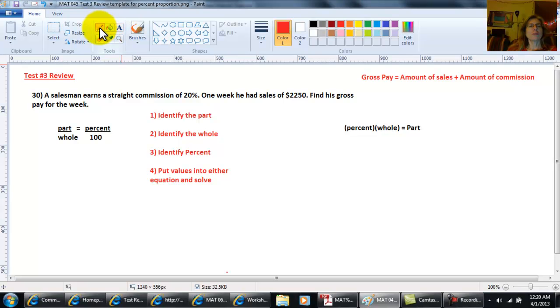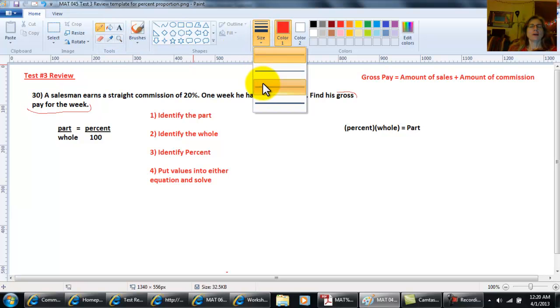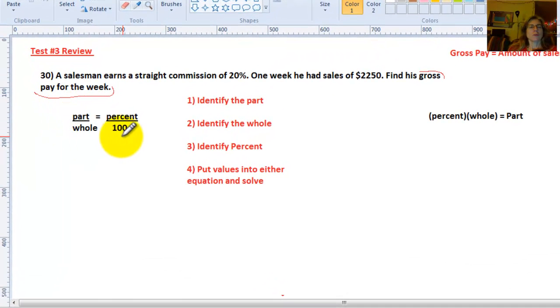So what they're actually looking for is his gross pay for the week. So that's this here. And gross pay is equal to the amount of sales plus the amount of commission. So that's what we need to sort out using this information. So let's identify the parts of our problem, because we're going to use this equation, which is the percent proportion equation, and we can use this equation also, and I will show you how they both work.